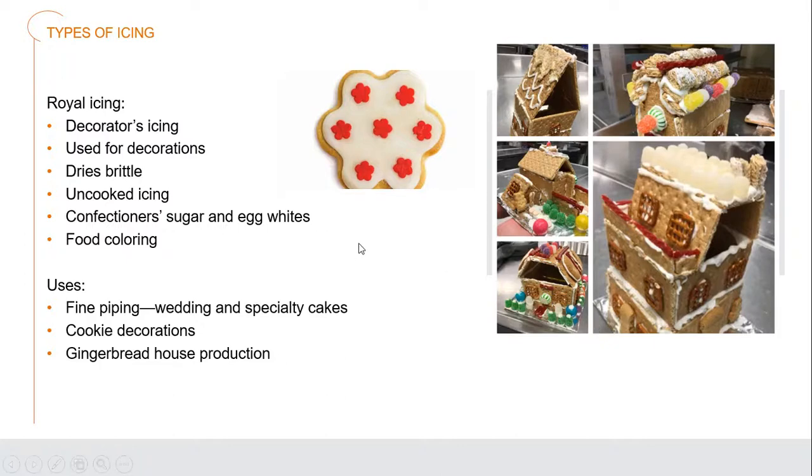You can add food coloring to it, so as you can see on here, we made some flower decorations on the top of these cookies, so it can be used for nice detailed work as well. Just beware, it does dry to a brittle texture afterwards, so you have to make sure you're using it for the purpose you want. It's not going to be something like a buttercream, which will stay in a soft texture. So like I said, we can use it for fine piping on things like wedding cakes and specialty cakes, cookies, various different things like that. But it works wonderfully for our gingerbread house making.